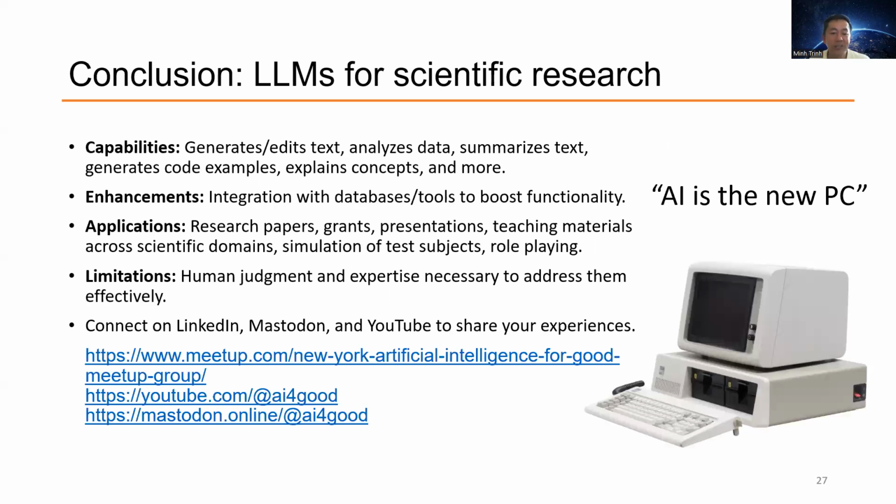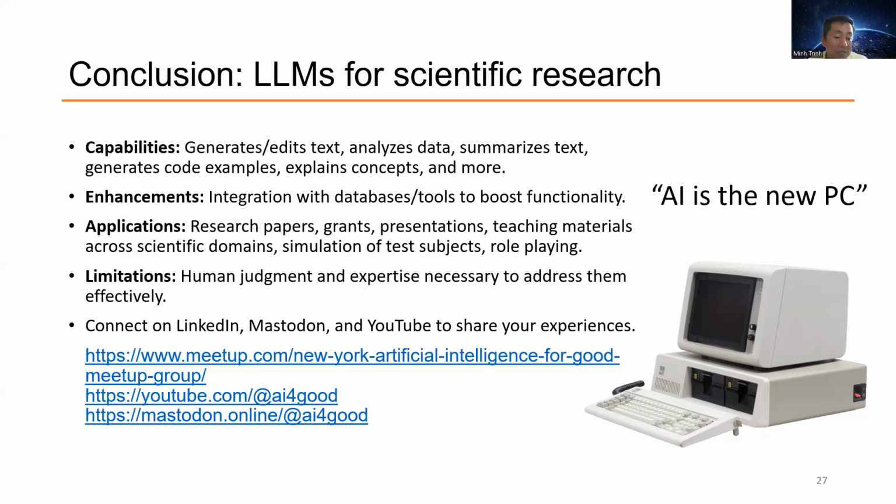So, conclusion. Capabilities: great capabilities as an NLP tool. It can generate text, analyze data, summarize text. It's great for coding, explaining concepts, etc. It can be enhanced by being connected to tools, like plugins or APIs and so on. We saw a lot of applications. This is really a small sample, and I'm sure every day you find new applications for ChatGPT and LLMs. There are limitations too.